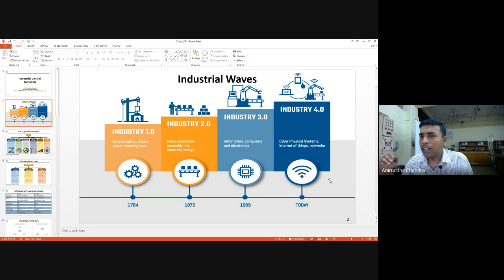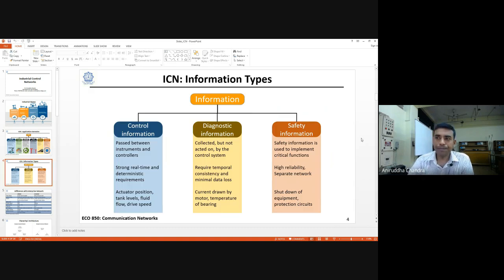Now, where does the industrial control network stand? I have talked about 4 industrial waves, and that is probably pretty easy to understand. But where does this industrial control network, or ICN, which is the topic of today's discussion, stand? Of course, it comes after Industry 3.0, and it realized Industry 4.0. So let's go to that slide.